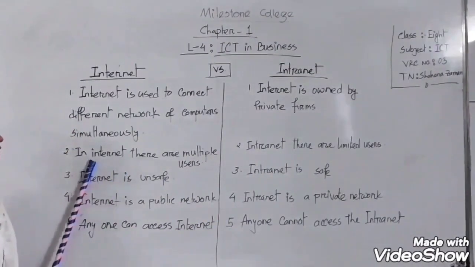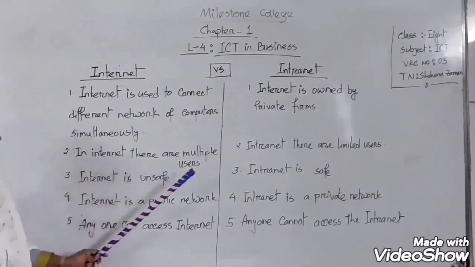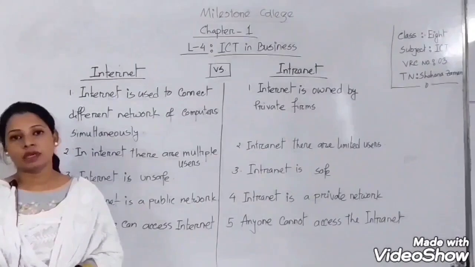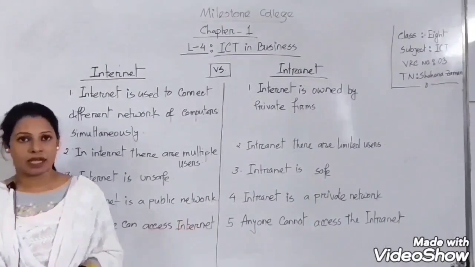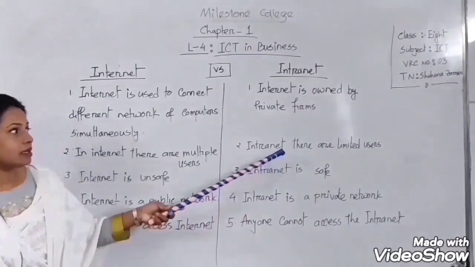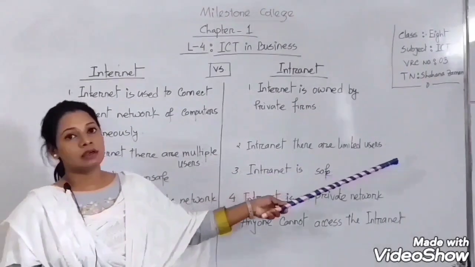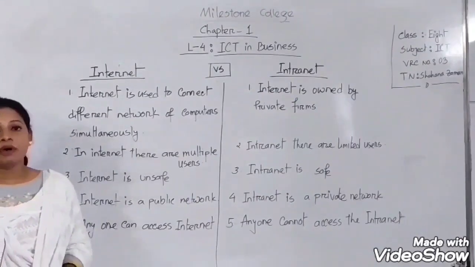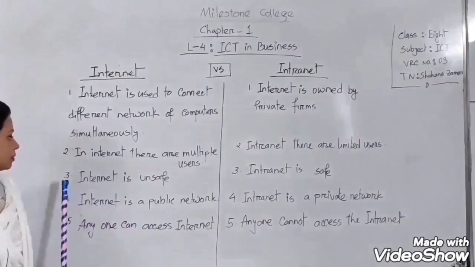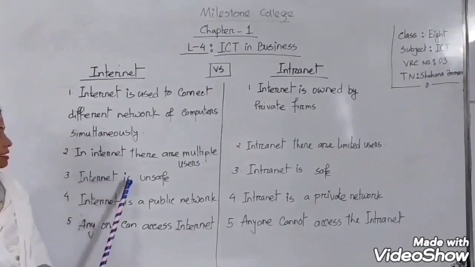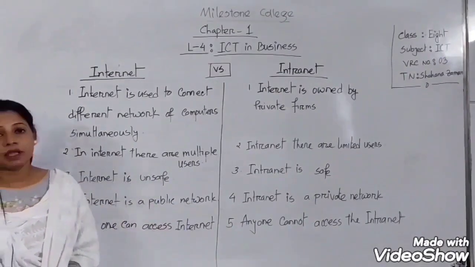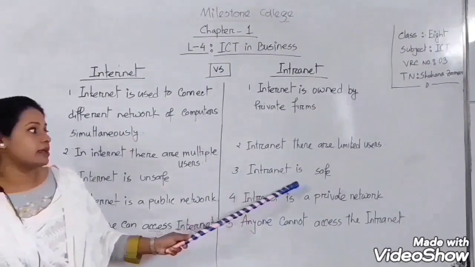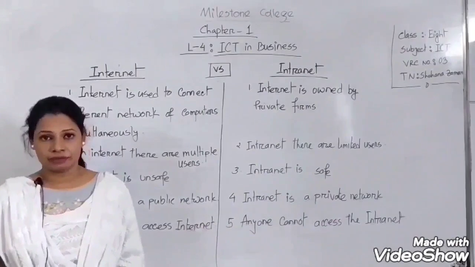Then number 2. In internet there are multiple users. That means worldwide millions of users are accessing internet all the time. Whereas in intranet there are limited users. I gave already one example about Citibank. So you are clear, I think. Number 3, internet is unsafe. Yes, there can be a virus attack anytime, it can be hacked. Whereas intranet is safer than internet.